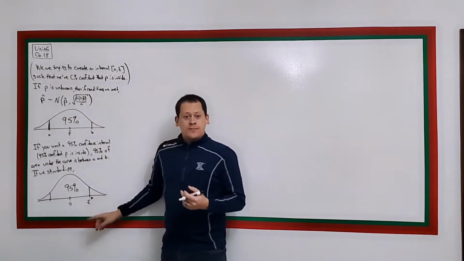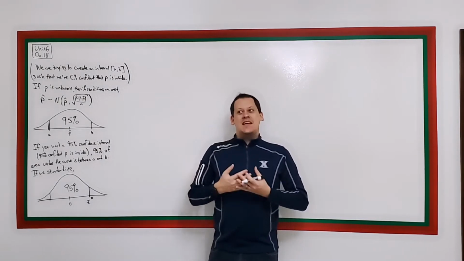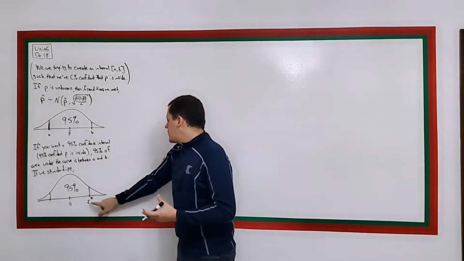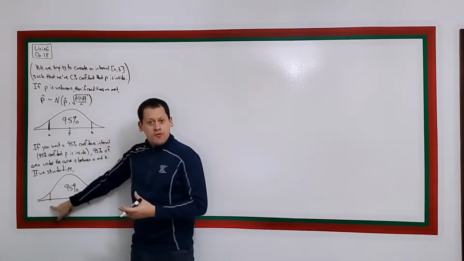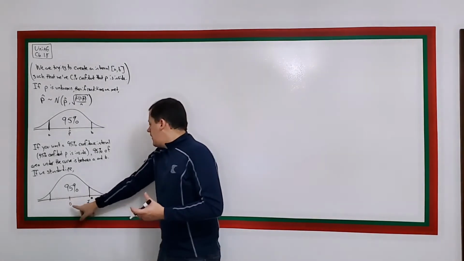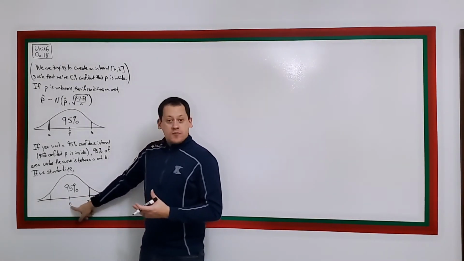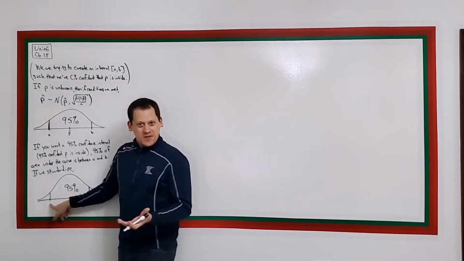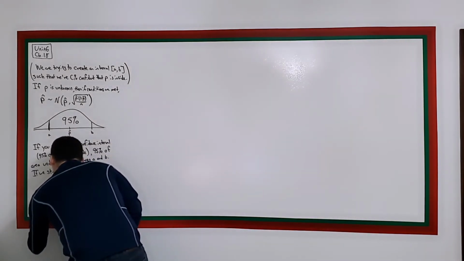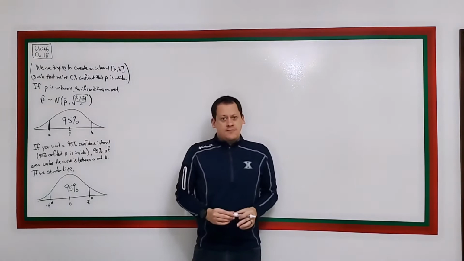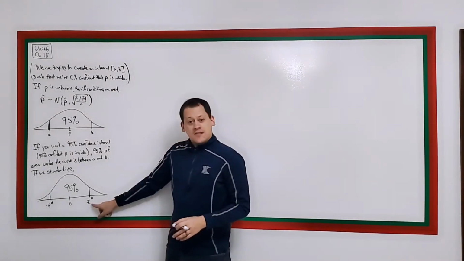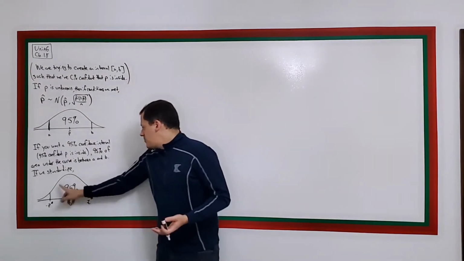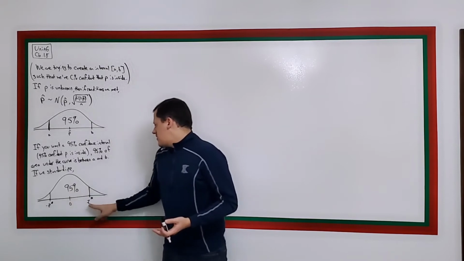It's z star because it's specifically helping us calculate this confidence interval. This is the notation we use, right? So this is z star. And then over here on the left side, we know that z star is just as far away from 0 as this one is. So this would be negative z star. So all we have to do to find z star is determine, well, 95% of the curve is between negative z star and z star.